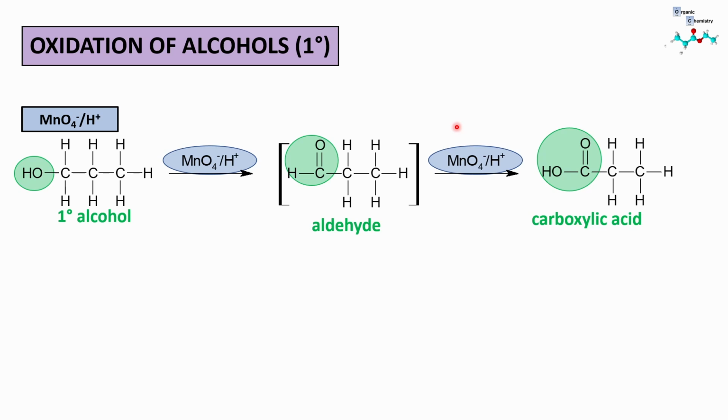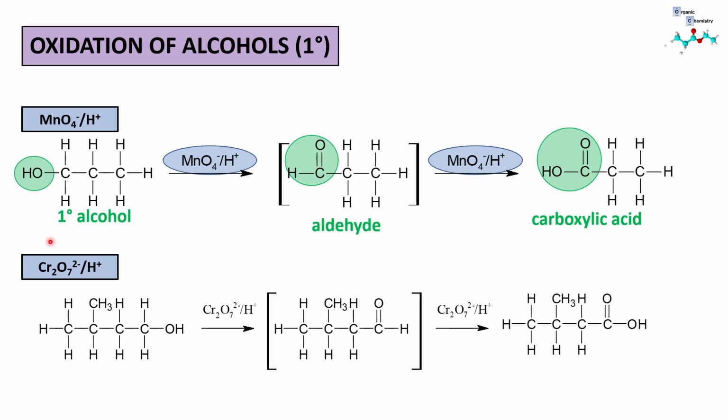Now there is an example where we'll look more closely at this and see how we can interrupt this series of reactions so we could collect the aldehyde just by itself. So we can carry out this reaction using permanganate as the reagent, or we can use acidified dichromate.